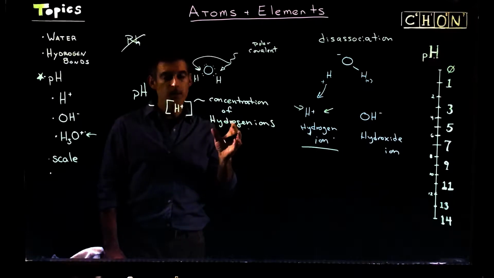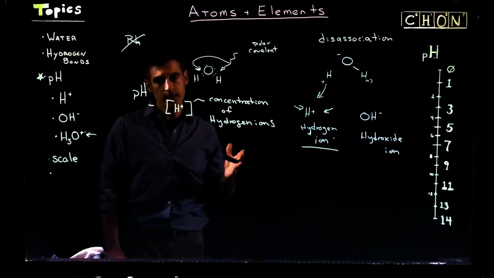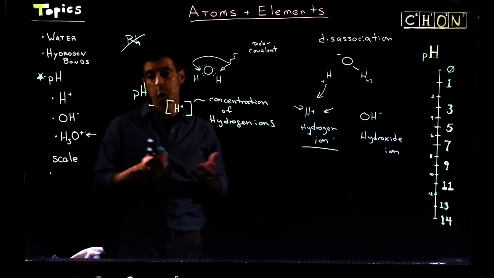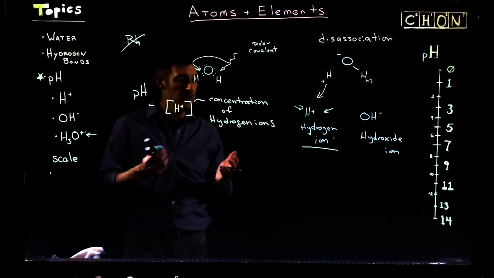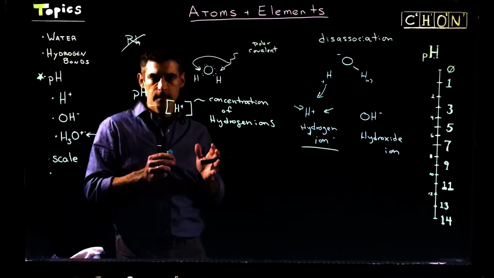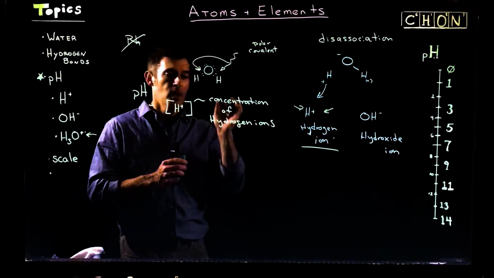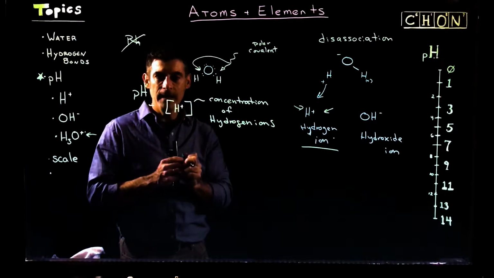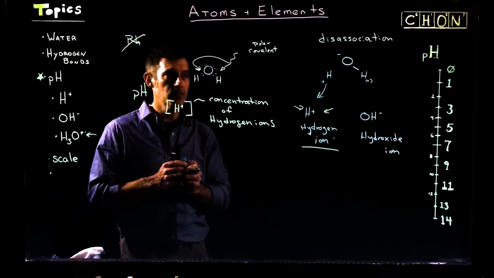So if you ask, what is pH? Some people will say, oh, it's how acidic something is, or how basic it is. Those things are not false, they're not wrong, but that's not really the true definition we're after. When we look at pH, we're specifically measuring how many hydrogen ions there are in a particular solution.